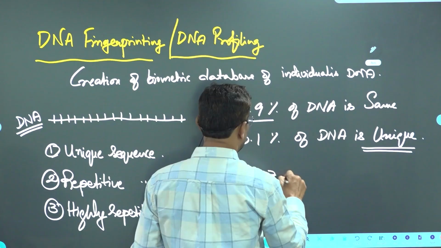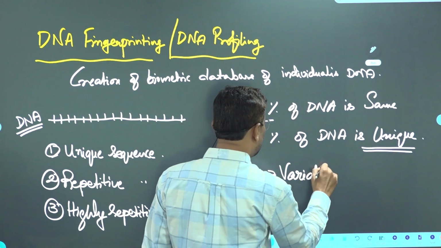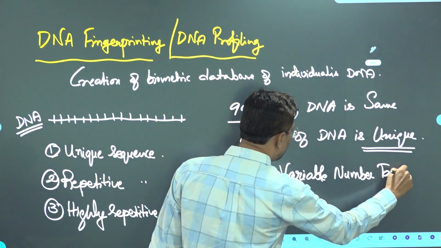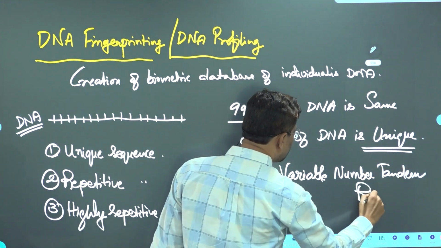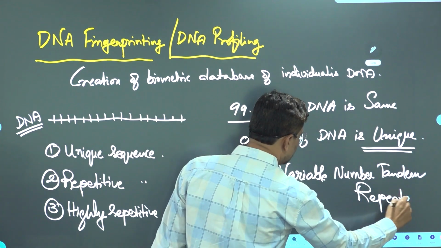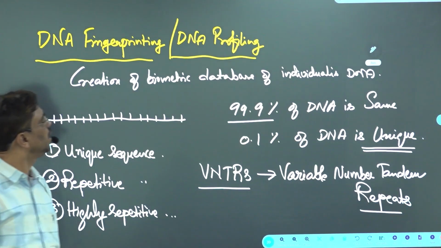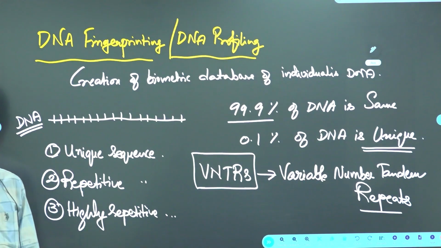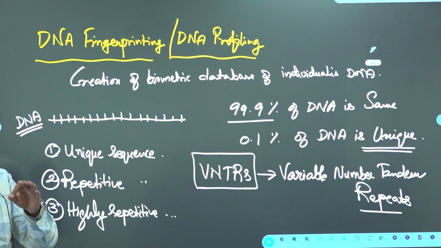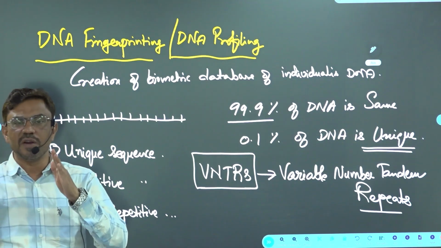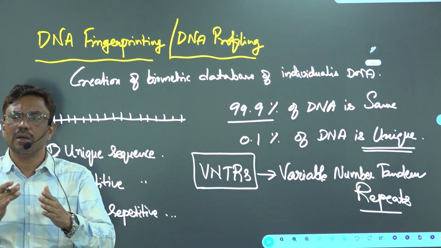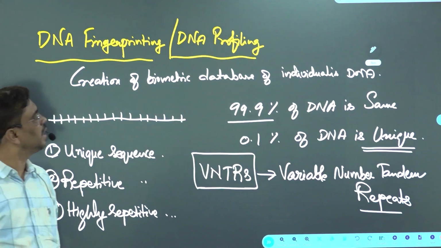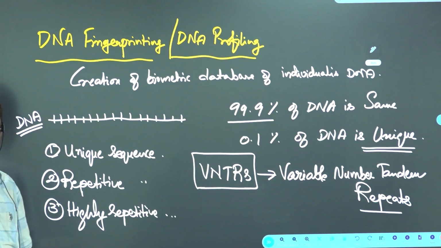VNTRs means variable number tandem repeats. Variable number tandem repeats, VNTRs. The VNTRs vary from one person to another person. The frequency of repetition of VNTRs may be matching between closely blood related individuals. Variable number tandem repeats are responsible for DNA fingerprinting.